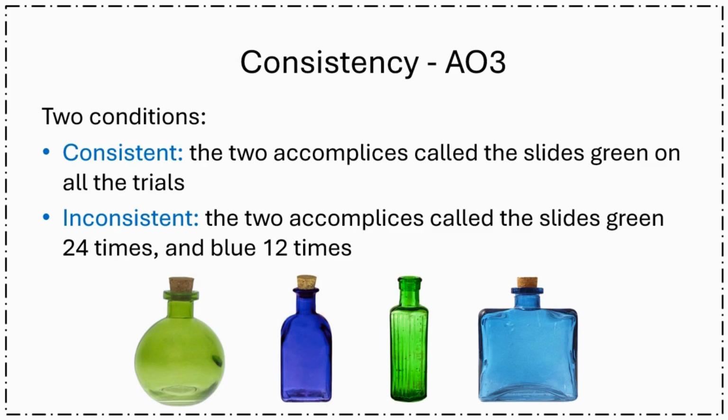There were 2 conditions, the consistent condition and the inconsistent condition. So in the consistent condition, the 2 accomplices or confederates called the slides green on all of the trials. This was obviously a wrong answer. The inconsistent condition, those accomplices called the slides green 24 times and the slides blue 12 times.